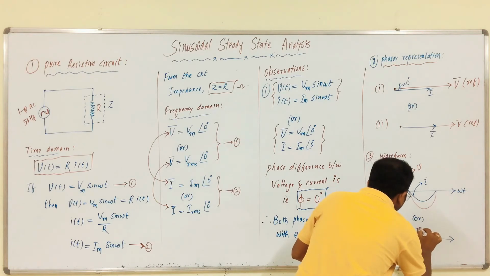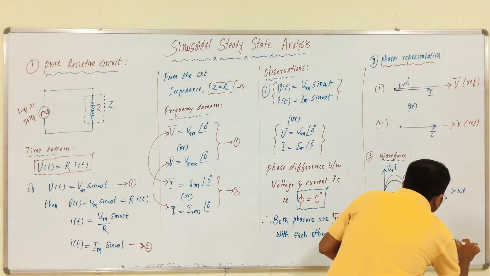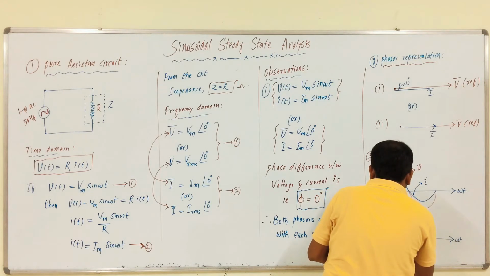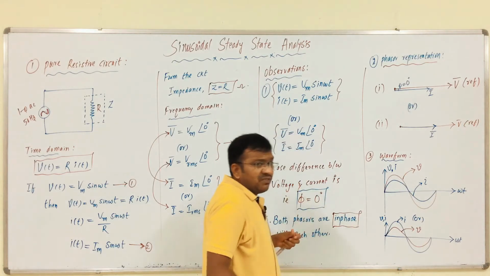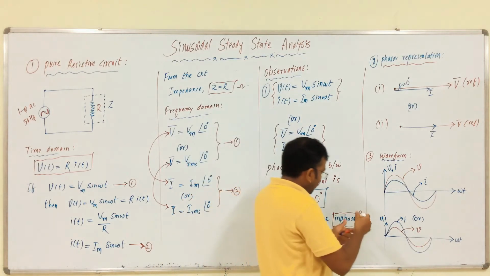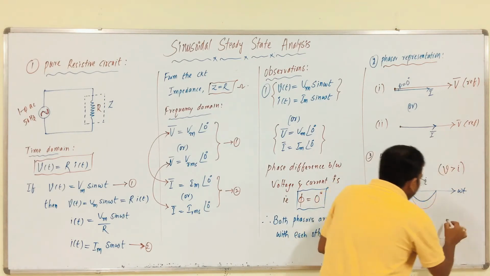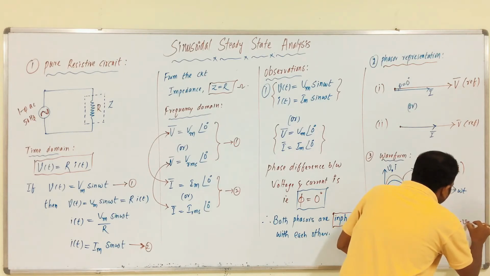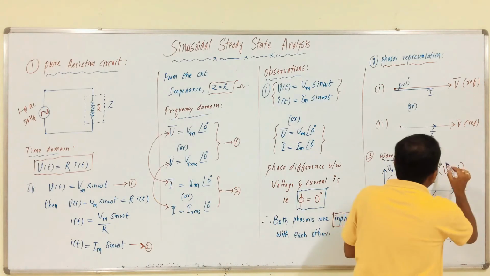Or you can draw this is voltage, this is current, either in this manner or in this manner. Sir, what is the difference between these two waveforms? See, here the voltage magnitude is more than the current magnitude, in this case, but here the current magnitude is more than the voltage magnitude, that is magnitudes.